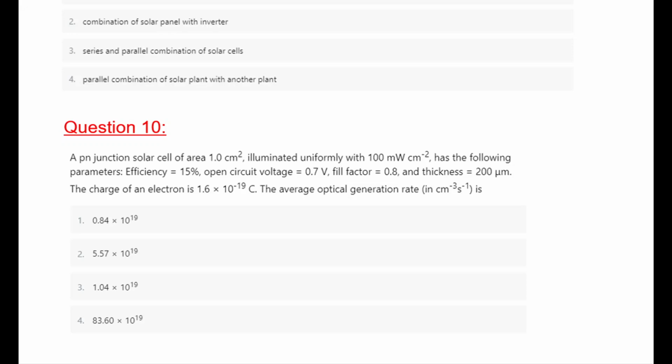The last question is: a PN junction solar cell of area 1 centimeter square, illuminated uniformly with 100 milliwatt per centimeter square, has the following parameters. The efficiency is 15%, the VOC is 0.7 volt, the FF is 0.8, and the thickness is 200 micrometer. The charge of an electron is given. The average optical generation rate in centimeter cube inverse per second is? They're asking for the average optical generation rate. Now you have the parameters, use all of them and try to find out the formula and then the answer.